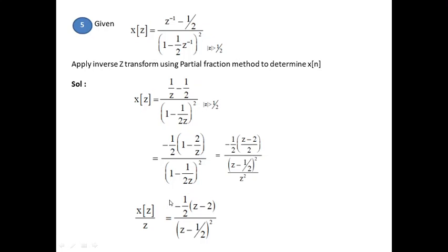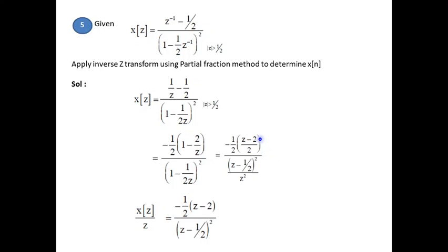So lastly, we take the problem X of z equal to z power minus 1 minus 1 by 2 divided by 1 minus 1 by 2 z power minus 1 the whole square, modulus of z greater than 1 by 2. So we need to find x of n. So here again, proceeding in the same manner, 1 by 2 z the whole square. So we take LCM as here z minus 1 by 2 the whole squared by z squared. So finally we get X of z, you can simplify.